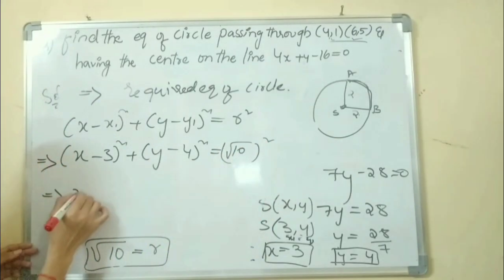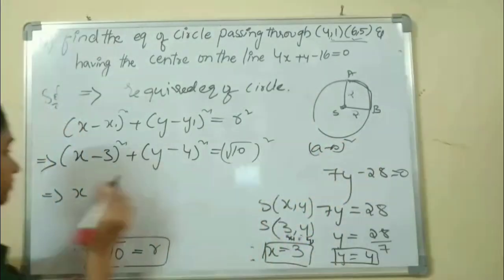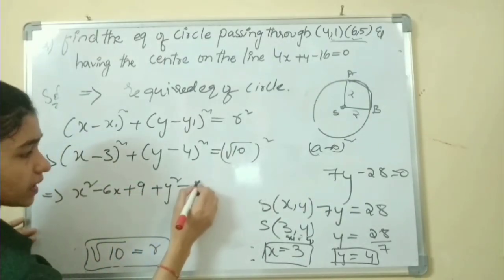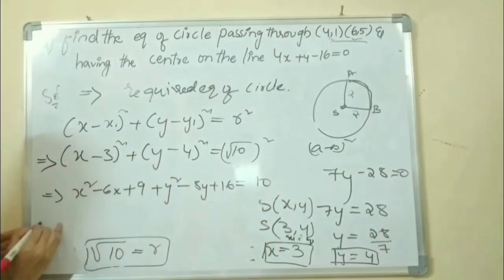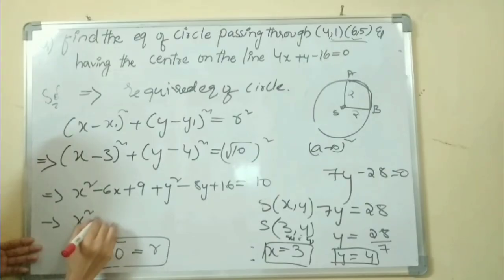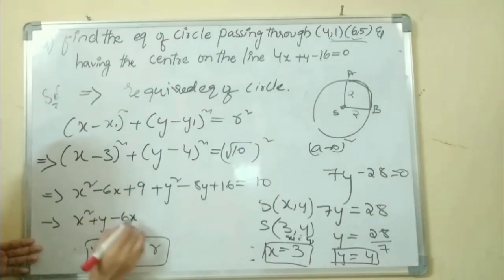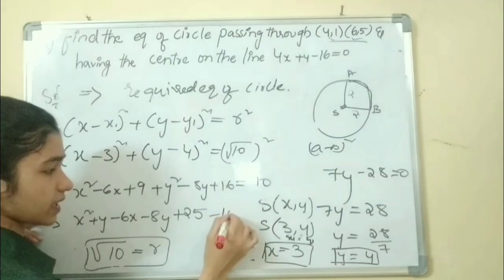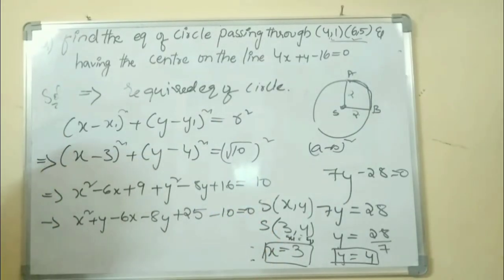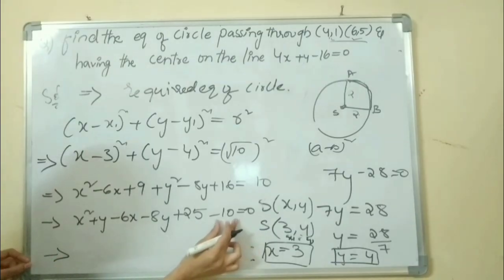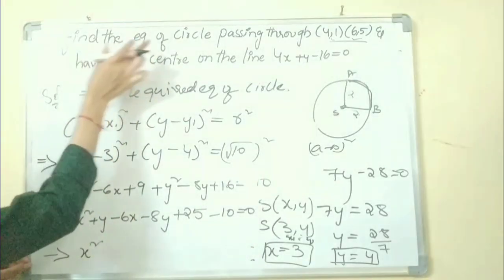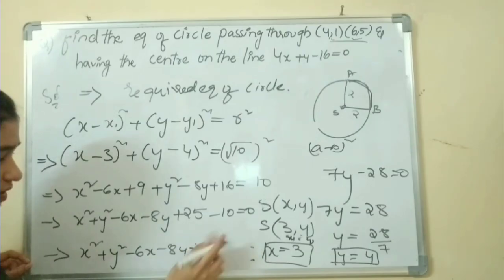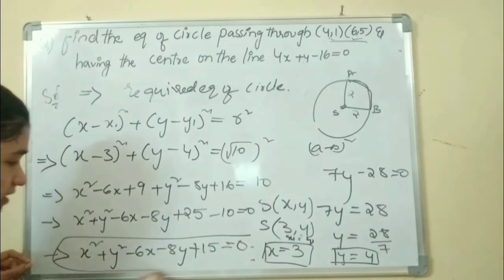Okay, now we have to use the a minus b whole square formula, which gives x square minus 6x plus 9, y square minus 8y plus 16 equals 10. x square plus y square, I'll write it in a proper manner: minus 6x minus 8y, 16 plus 9 is 25, minus 10 equals 0. Now we have to subtract, and after that we get our equation of the circle. 25 minus 10 is plus 15 equals 0. So it is nothing but the required equation.